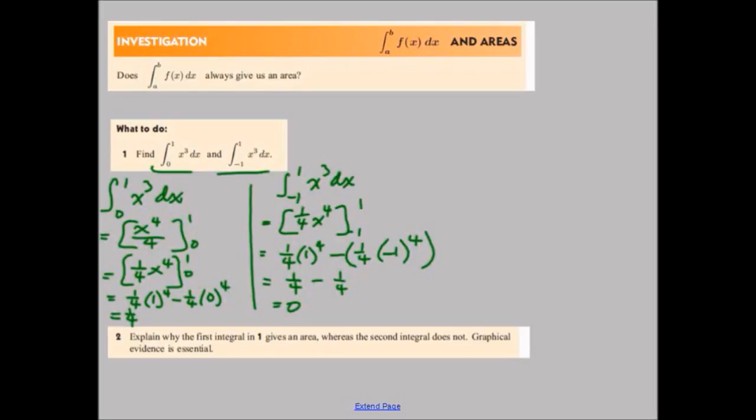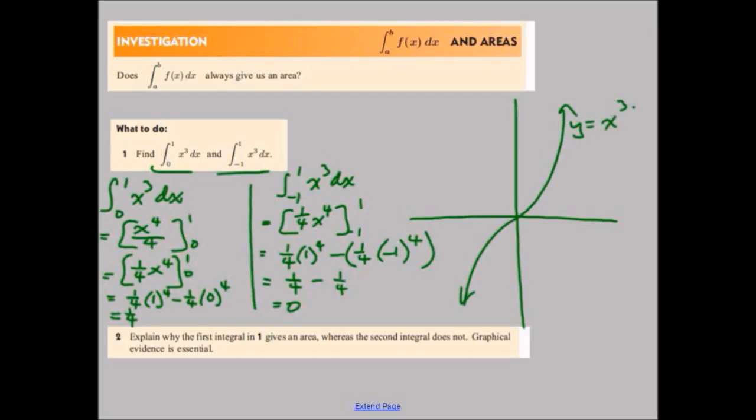Graphical evidence is essential. So let's take a look at what this function x cubed looks like. It's like this. If we're looking at this first integral from 0 to 1, say it's from here to here, I'll put -1 over here, then we're looking at this area. And we determined that that equals 1/4 units squared.